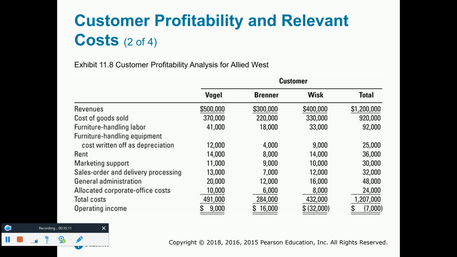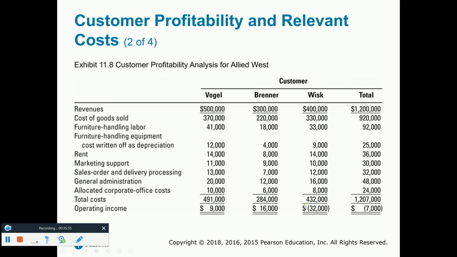Here's an example where we have 4 customers. You can see we have Vogel, Brenner, Whisk, 3 customers. When you actually look at these customers, a lot of times you'll look at the operating income, saying Vogel adds $9,000 to our operating income. Brenner, $16,000. Whisk, negative $32,000. I wonder if I should get rid of Whisk.